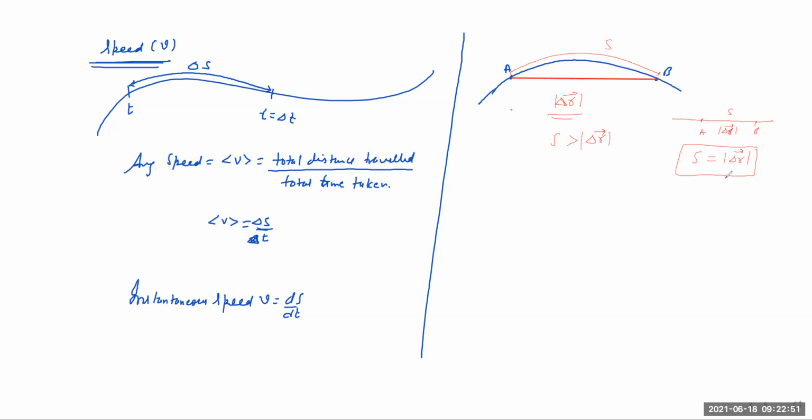Okay. So now if I combine both situations, I can say s is always more than or equal to the modulus of delta r. This is the general relation between the distance and the magnitude of displacement, and this relation will hold every time.